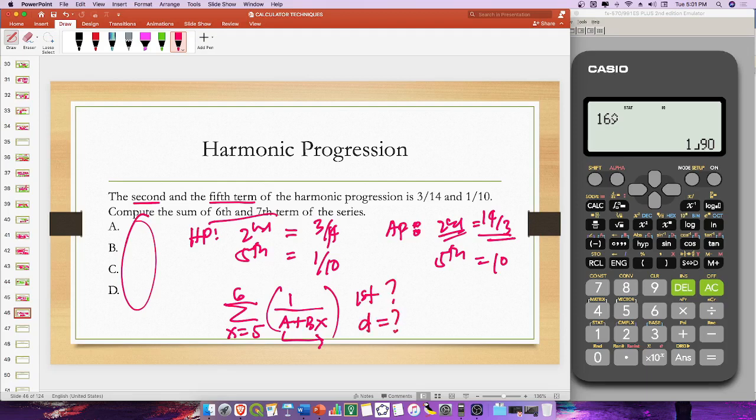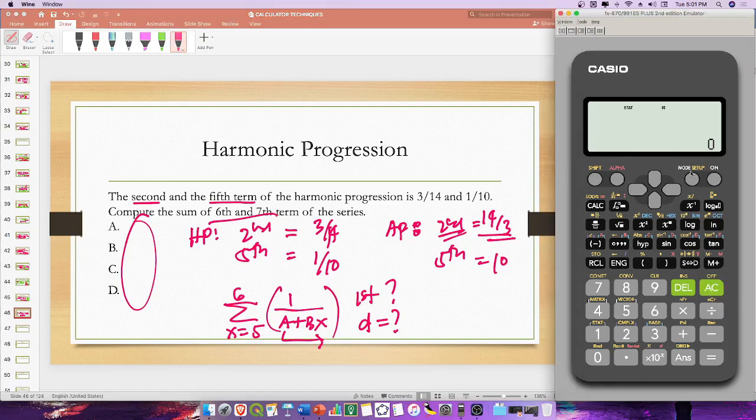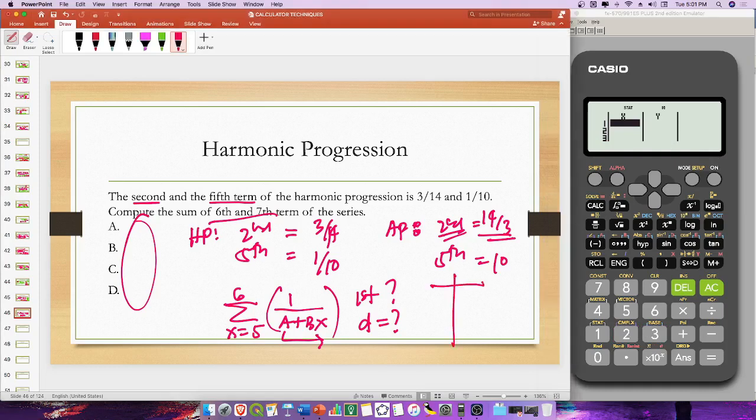So where are we going to find that? Let's try the stat function. In your stat function, mode stat, choose x and y, and input the data in arithmetic progression. This is my second term and fifth term. The second term is 14 over 3, and the fifth term is 10. We will be looking for 1 y hat, and then the common difference.